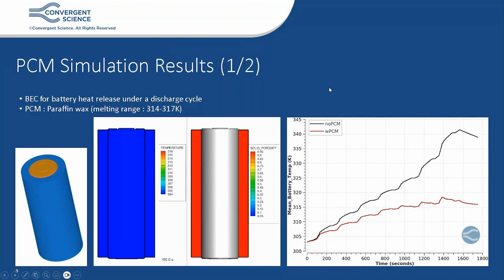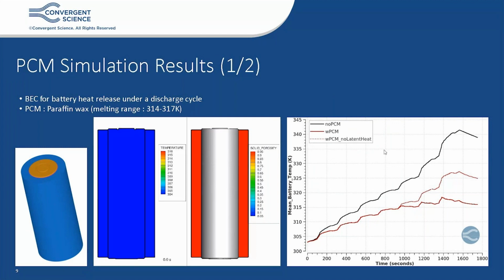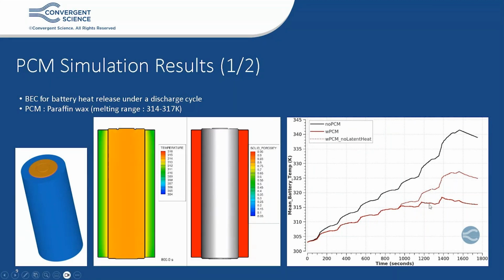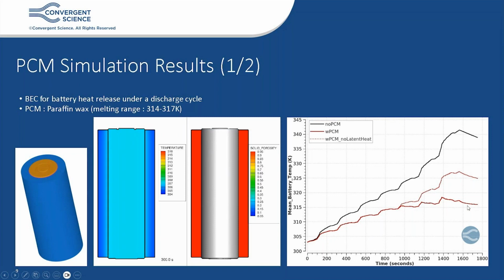So a much fairer comparison would be to look at a simulation where the phase change material has no latent heat capacity. It cannot absorb heat during melting. If that's the case, you would see that the temperature keeps on rising within the battery. But due to the latent heat capacity, the temperature is now stabilized or regulated. And that sort of showcases the temperature regulation effect of phase change materials.